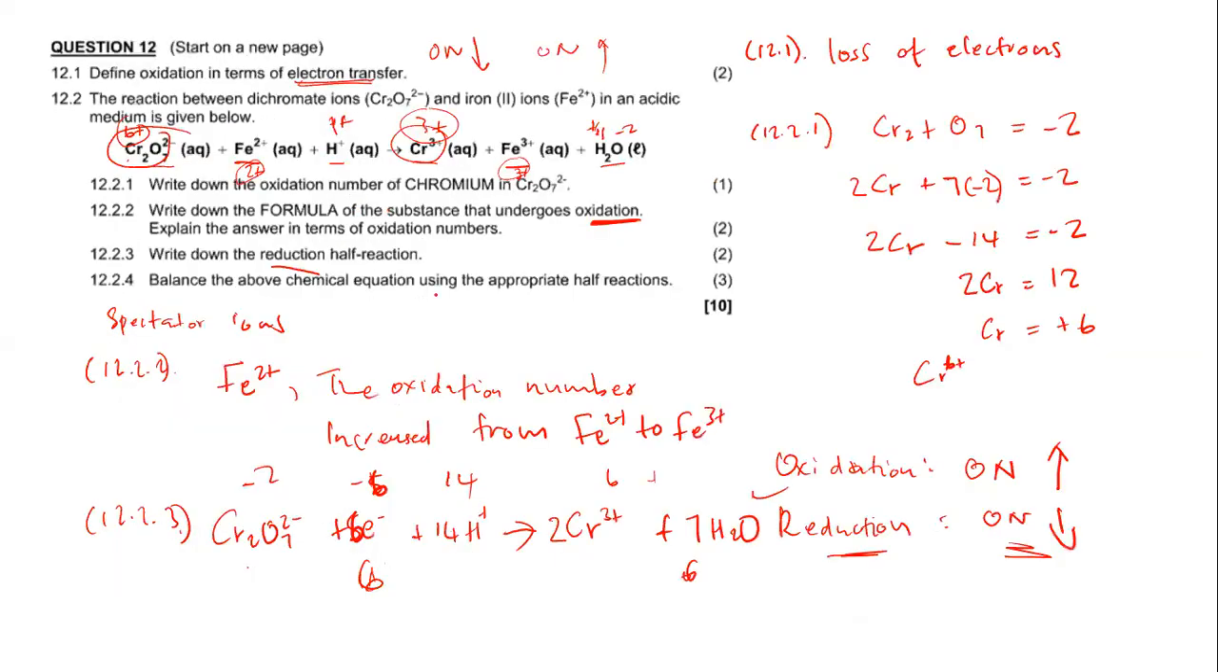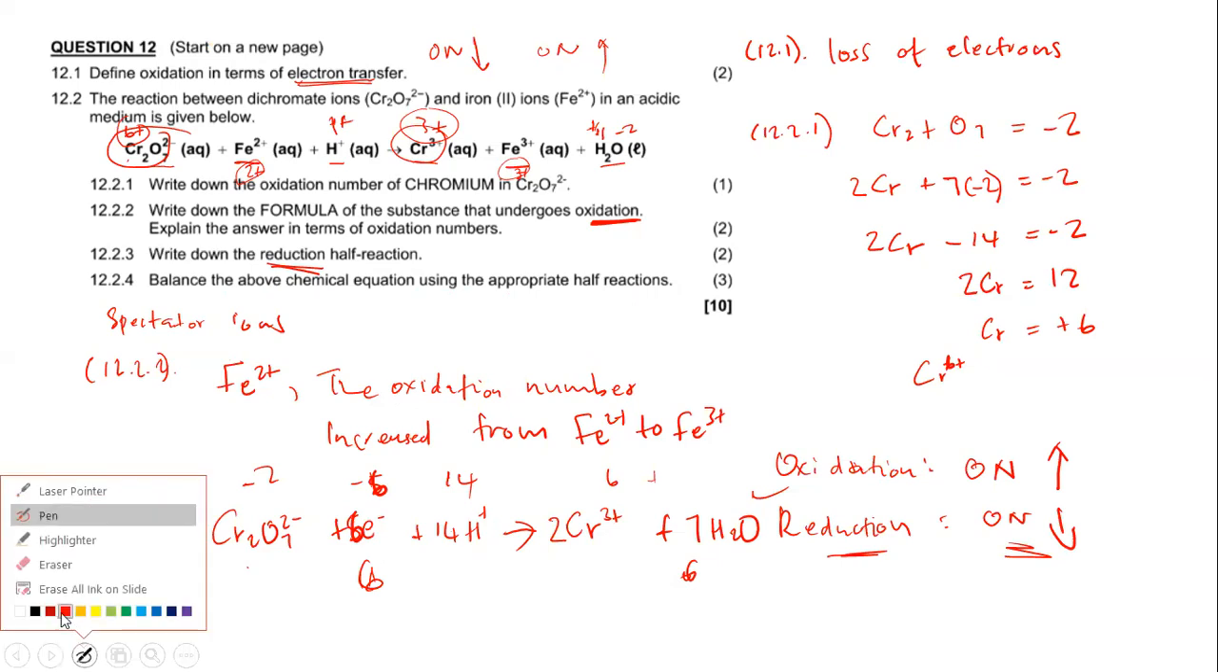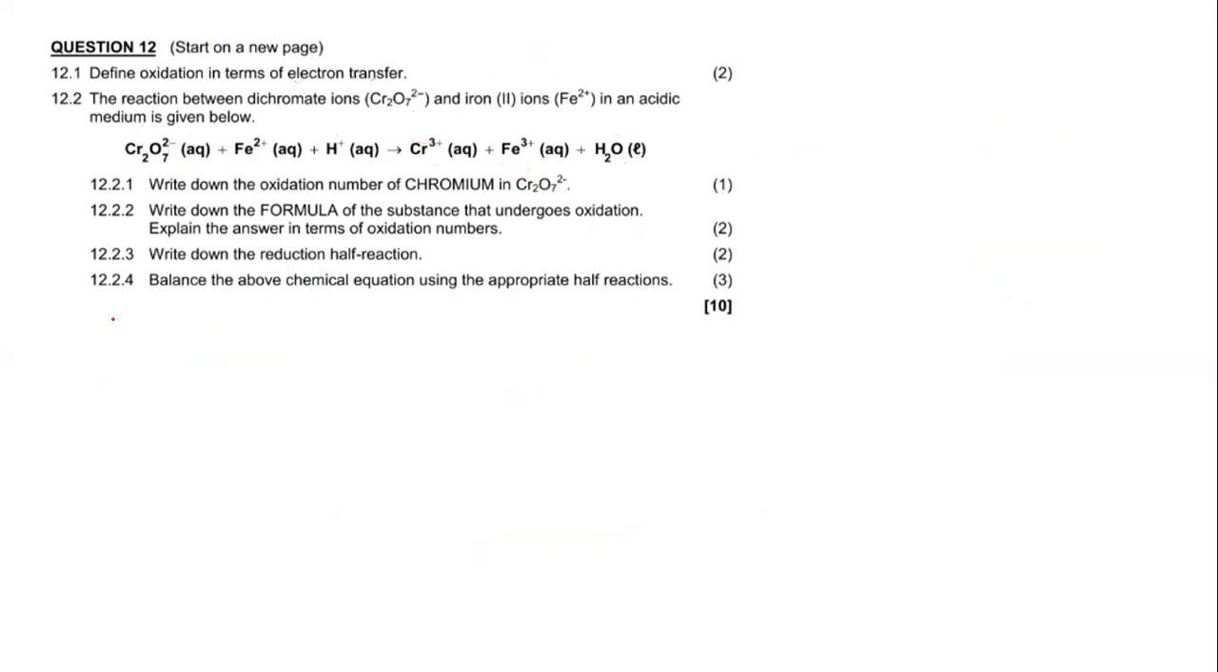Okay, right. That will be 12.2.3. That's the half reaction of reduction. We said it's reducing. That's why we're writing it like that. Now, balance the above chemical equation using appropriate half reactions. Now we're going to have to balance. Now I'm erasing everything. Erase it. I don't want to erase this part, but it's fine.